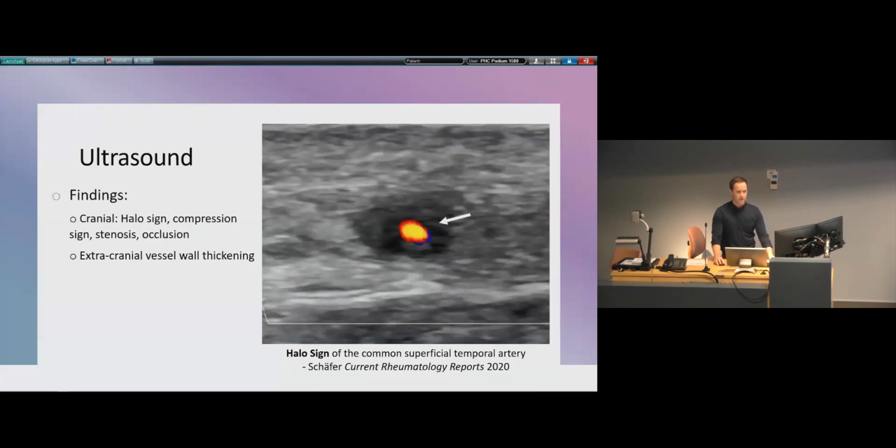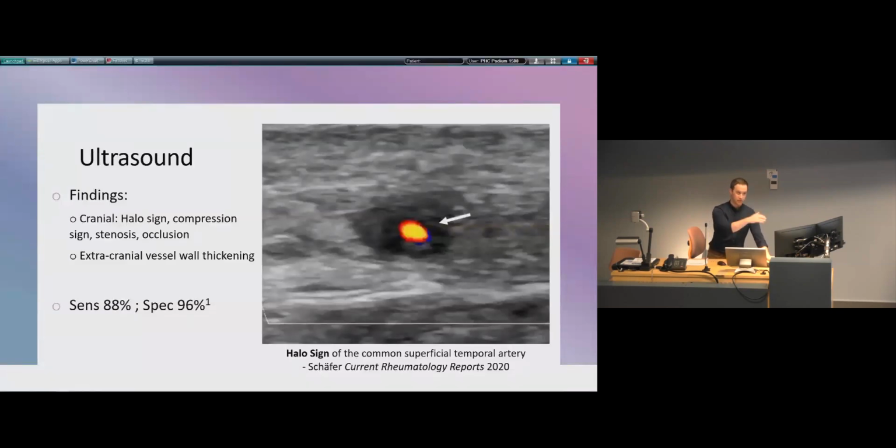Since 1997, there's been this landmark paper characterizing the halo sign, where we're looking at a transverse view of a cranial artery. You can see the central lumen and then this hypoechoic ring around it. That's the swollen, inflamed intima media complex of the vessel. And so that halo sign was the landmark, and then things like the compression sign, stenosis of the vessel, or even occlusion. And then we can also see thickening of the vessel walls extracranially. It is highly sensitive and specific.